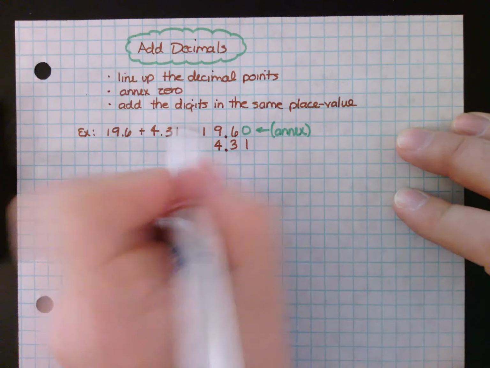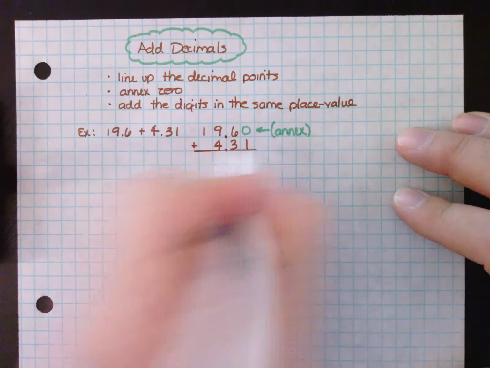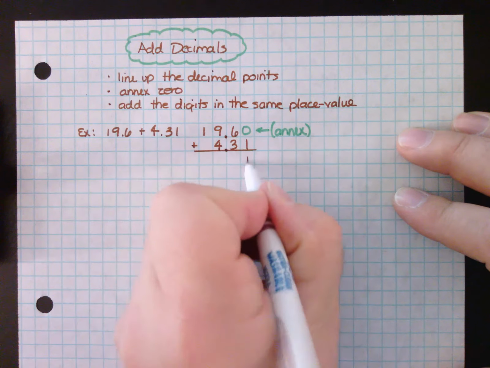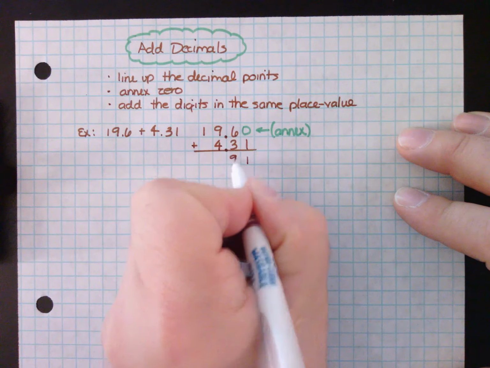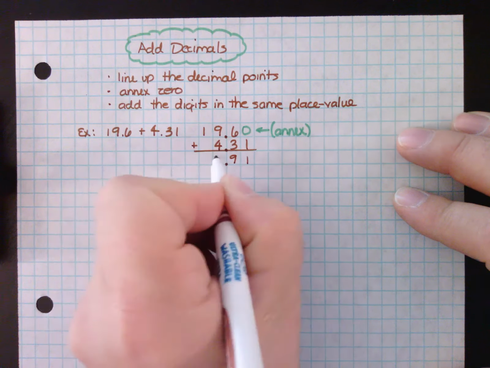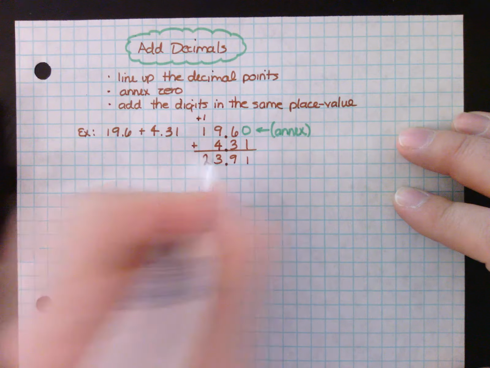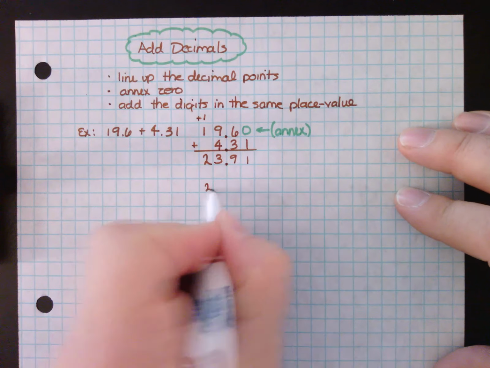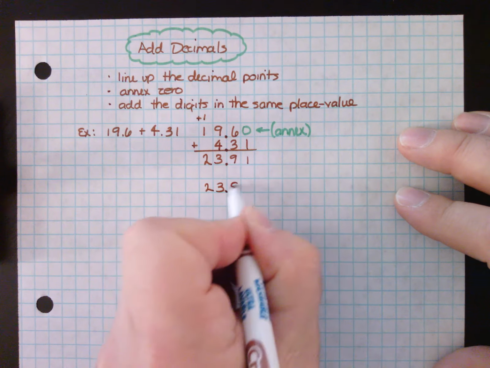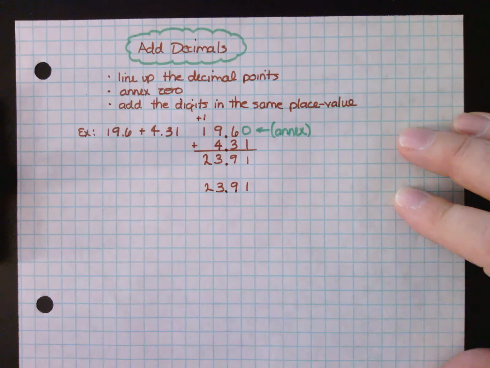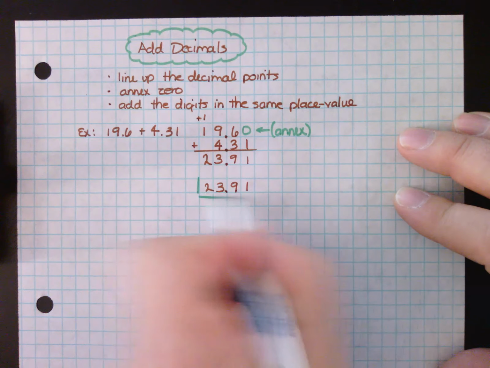And then I can go ahead and add. 0 plus 1 is 1. 6 plus 3 is 9. 9 plus 4 is 13. So I carry the 1. And 1 plus 1 is 2. And so my answer is 23.91. But let's check for reasonableness.